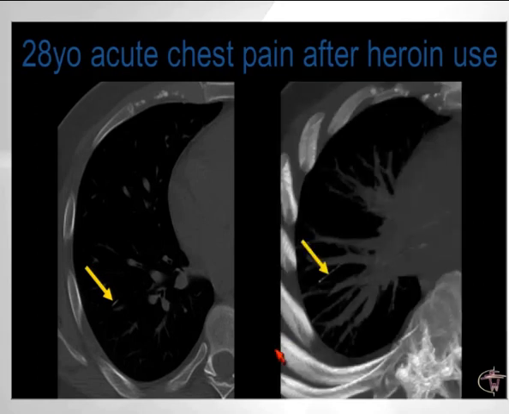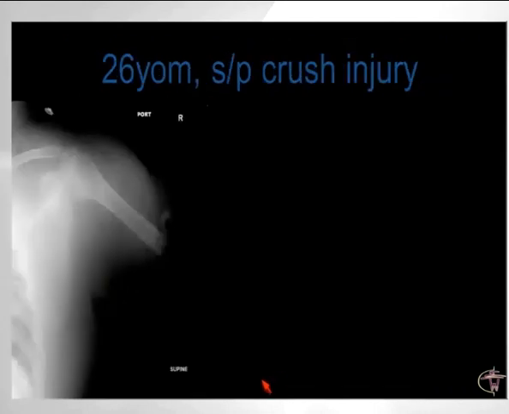Again, I find it very helpful to visualize those foreign bodies in thick MIP reconstructions because it shows you the entire extent of that lesion. This is a different case.